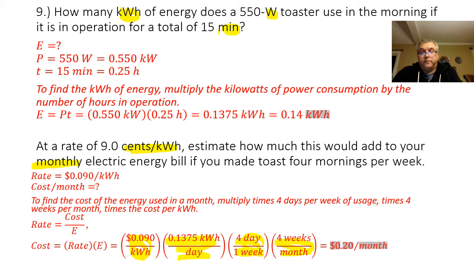So let me just switch the pen here. There we go. So let's take a look and see what we can cancel out in terms of our unit conversions. I have kilowatt hours here and kilowatt hours here. Those can cancel out. I have days here and days here. Those can cancel out. I have weeks and weeks here. Those will cancel out. And I'm left with dollars per month. So I know I have my unit conversions set up correctly, and I just need to do the multiplication and find out what my ending value is, which is going to be $0.20 per month, or 20 cents per month to make toast 4 days a week.